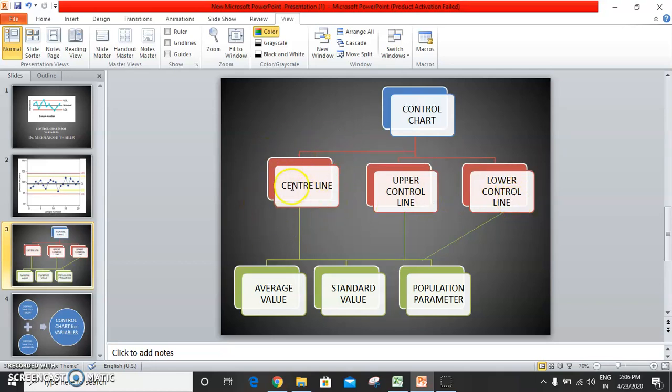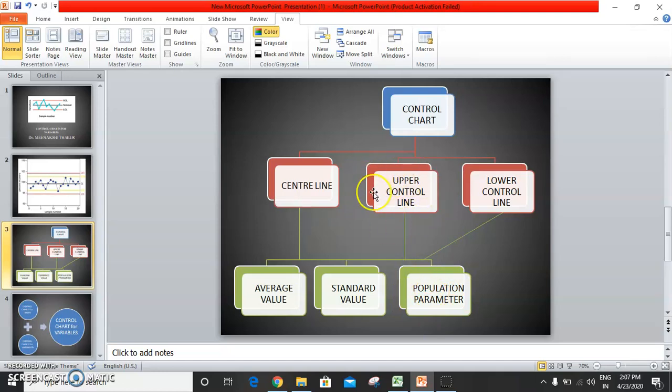The central line represents a value which can have three different interpretations depending on the available data. First, it can be the average value of the quality characteristic or the average of the plotted sample points. Second, it can be a standard or reference value based on representative prior data, or an aimed value based on specifications. And third, it can be the population parameter if that value is known.